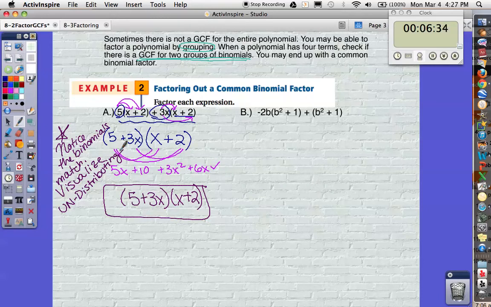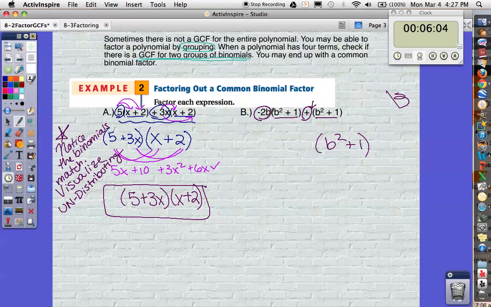Notice your binomials match again. B squared plus 1, B squared plus 1. So I can, instead of writing that twice, write that once. But what did I distribute to that B squared plus 1? I distributed 2 things. What is in front of those binomials? What's in front of there? That's what you need to remember.